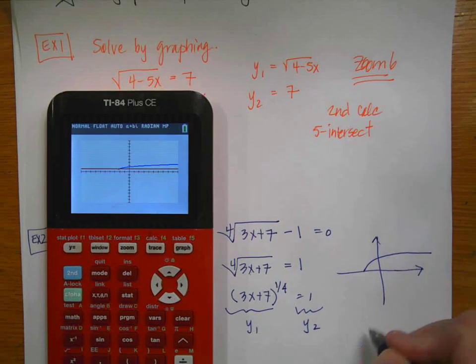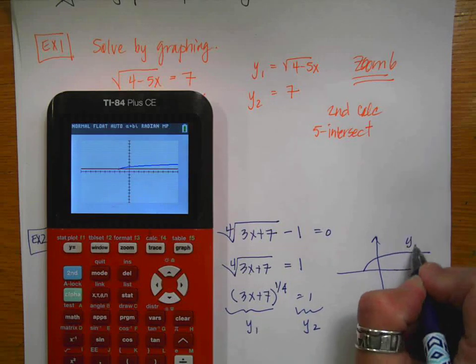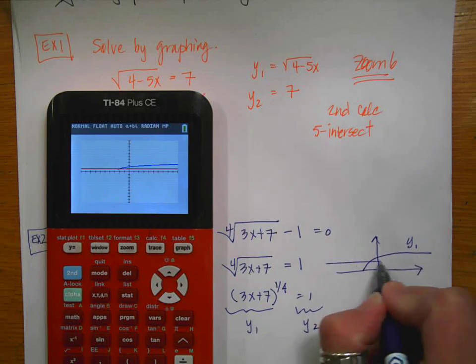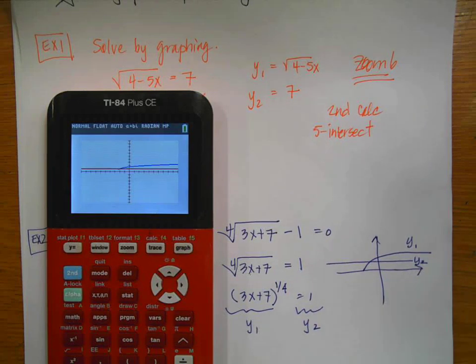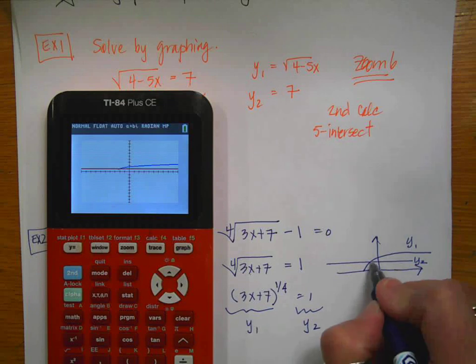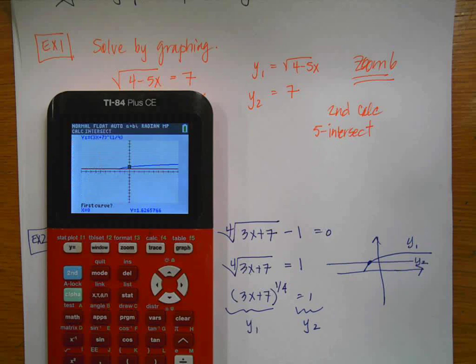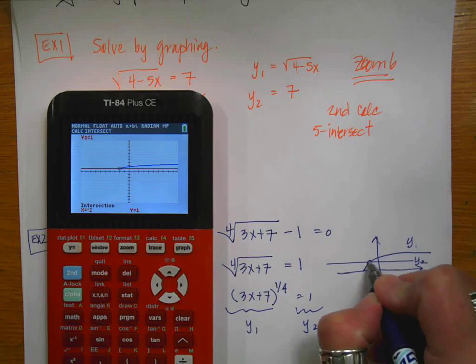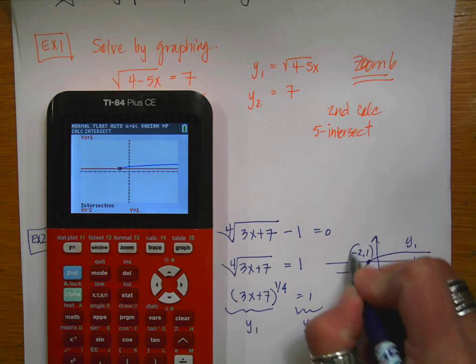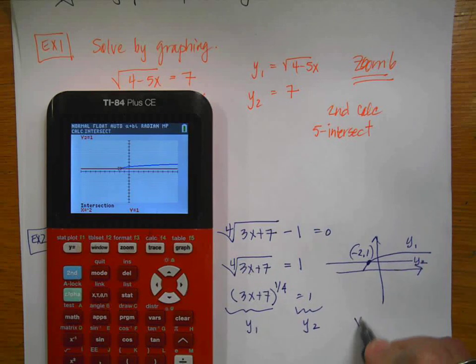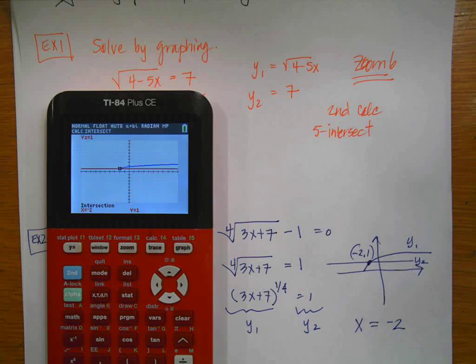All right, so here's my graph going that way. This would be y1. And then I have this graph going this way. That's going to be y2. The point of intersection is right there. So second calculate 5 for intersect. And I'm just going to get close, enter, enter, enter. And it shows me that that point of intersection is negative 2, 1. So then I would report my solution, x is negative 2.